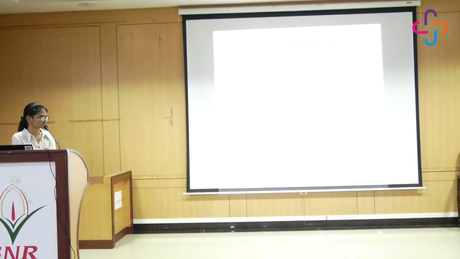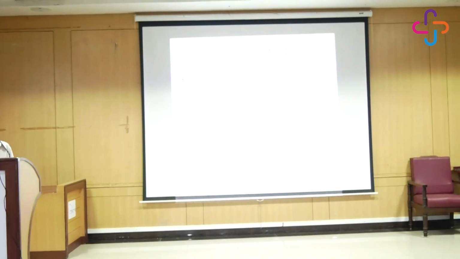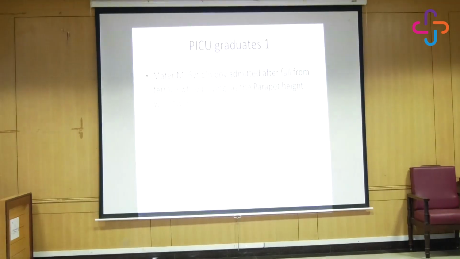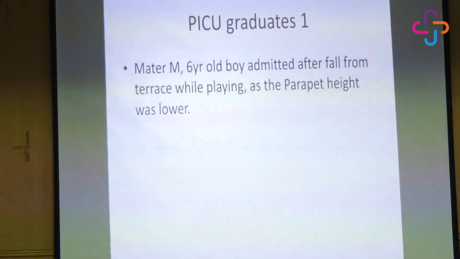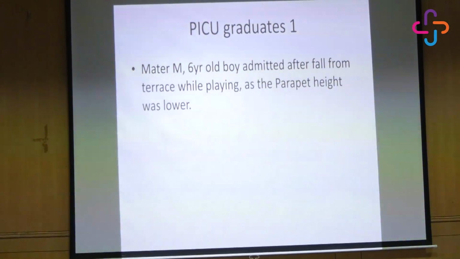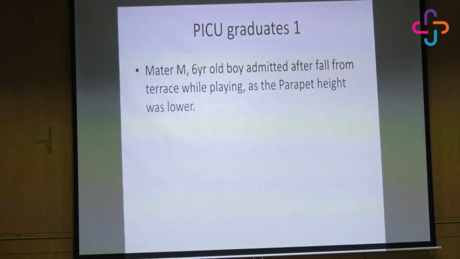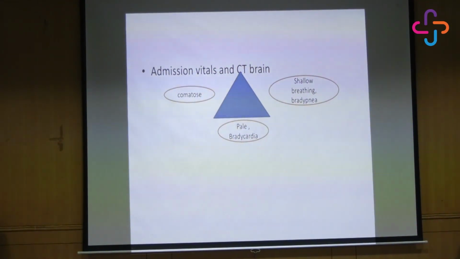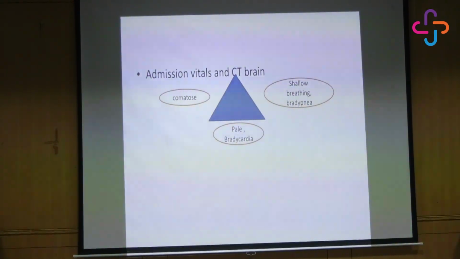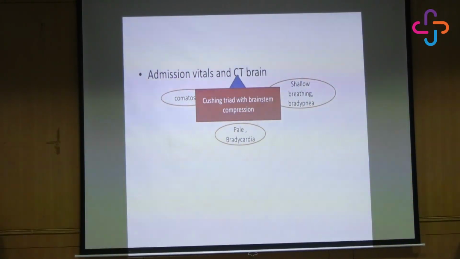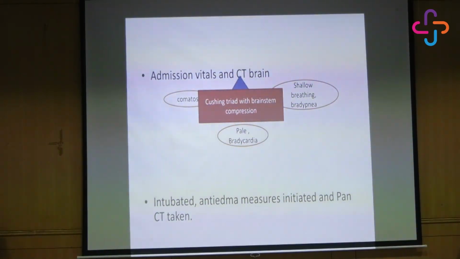This is a 6-year-old boy who was admitted after a fall from a terrace while playing, as the parapet height was lower. This child tried to jump from one terrace to another, but unfortunately he fell down. A simple engineering change could prevent this injury. These are the admission vitals. The child was comatose and had shallow breathing with bradycardia, typical signs of impending brainstem herniation. The airway was protected, anti-edema measures were initiated, and he was taken up for pan CT.